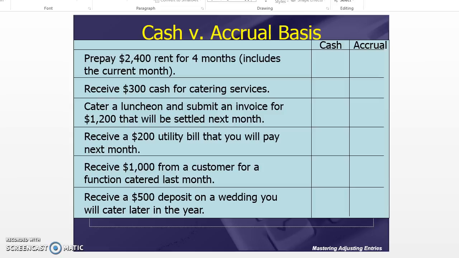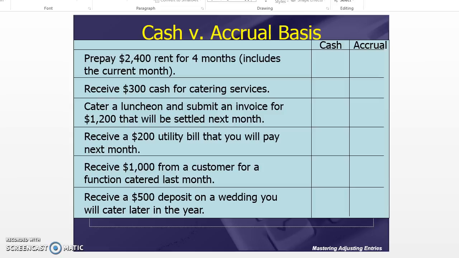You prepay $2,400 rent for 4 months. So you're prepaying, it means you're paying in advance. So if we have a building we're renting for January, February, March, and April, that's 4 months, we're going to pay the entire 4 months rent on January 1st. We haven't used the space yet. That's what they mean when they say prepay. So if you prepay it, under cash accounting, what would that be? Prepaying it, we would call it an expense because the cash has left our pocket.